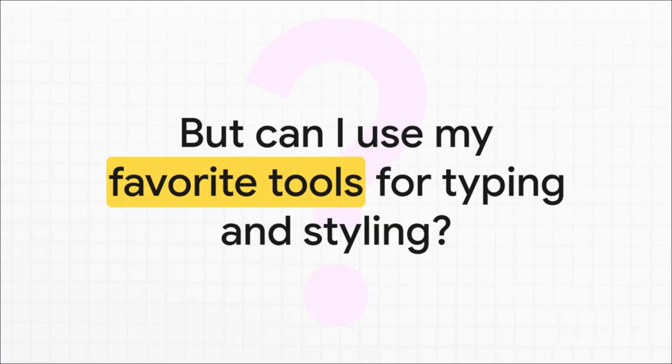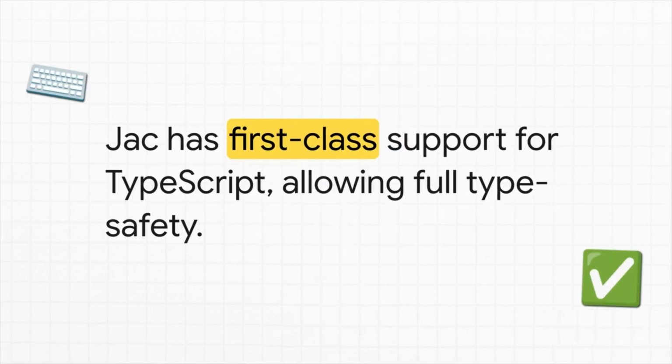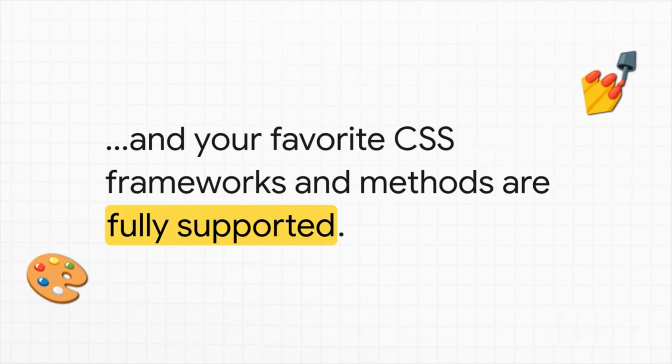Right, so this is probably the first thing you're thinking. Okay, the state stuff is cool, but what about the rest of my workflow? Can I still use TypeScript for safety? What about Tailwind or my other favorite CSS tools? Oh yeah, 1000% yes. Jac has first-class, out-of-the-box support for TypeScript. So you can bring in your existing complex components or write new ones from scratch with all the type safety you're used to. And that same bring-your-own-tools philosophy applies to styling too.